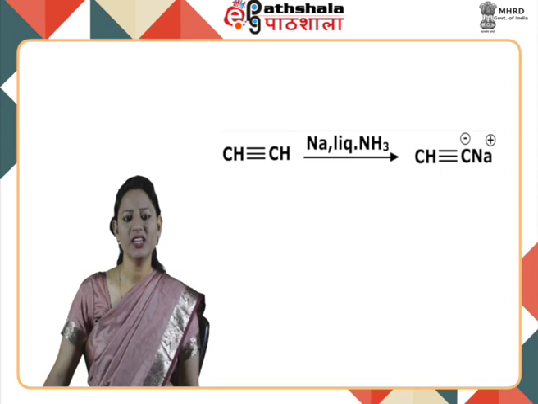Reaction of acetylene with sodium in liquid ammonia results in the formation of sodium acetylide. CH triple bond CH, acetylene, when treated with sodium in liquid ammonia, the acidic hydrogen is abstracted and sodium acetylide, CH triple bond C- Na+, is formed, where you can see the carbon has negative charge, so it's a carbanion.